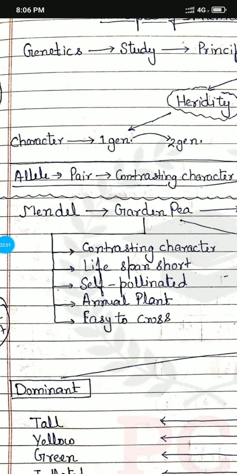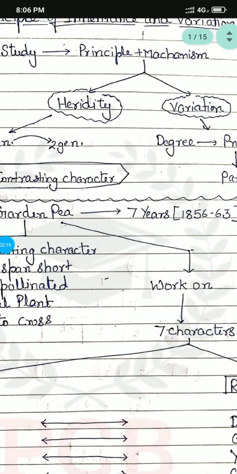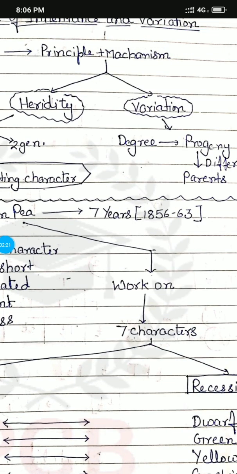He chose the pea because the pea plant, Pisum sativum, has contrasting characters. The lifespan is very short, and it is a self-pollinated, annual plant. It gives the result in 3 months and is easy to cross. What are the seven characters?